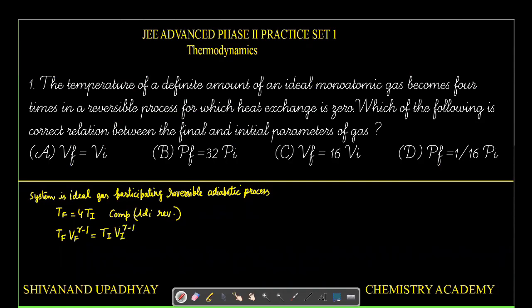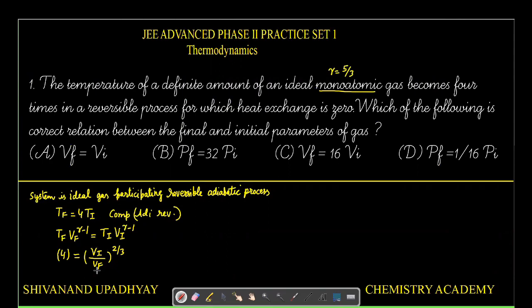Since it is a monoatomic gas, we can write that the value of gamma is equal to 5 by 3. Now if I put the value here, we can write that T final upon T initial is equal to 4. So in place of T final upon T initial, I can write 4. And on the right hand side, I can write V initial upon V final to the power gamma minus 1. Gamma is 5 by 3, and 5 by 3 minus 1 is 2 by 3.